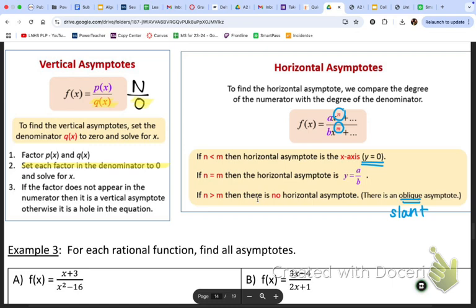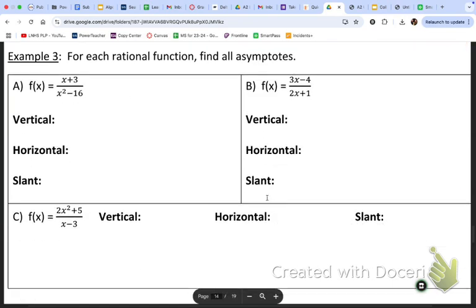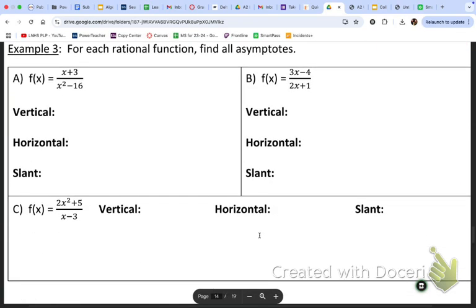We're going to do some examples. I think it'll make more sense. But you're just comparing the exponents to say, are they the same? Are they different? Which one is bigger? Which one is smaller? And that helps you determine what your asymptotes are. Okay, let's look at these examples. We're going to find all the asymptotes. So start with the easy one, which is, no, it cannot be undefined. So you need to look at the denominator, and you can see that you can factor that.